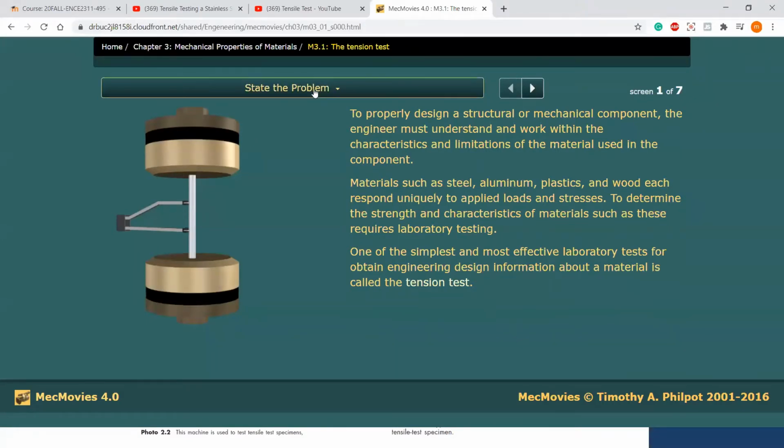Are you going to post that on Moodle? Which one? The file that you just showed us. Tension test? Yes, I will. Okay.